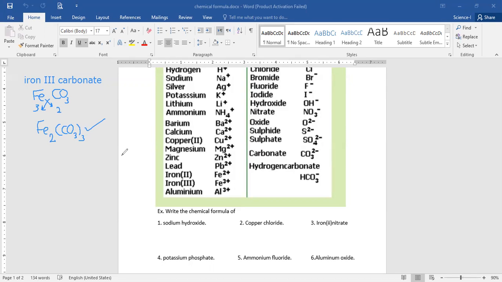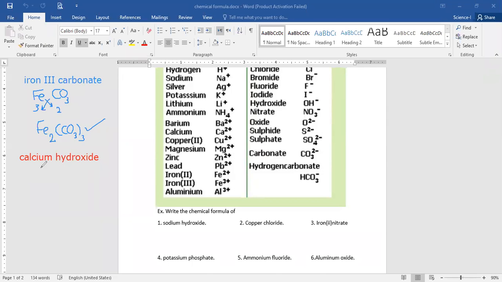Does anyone have a problem with this, or answered in another way, guys? No. Okay, so let's pass to the second one. Here we ask about calcium hydroxide. So let's find how to make calcium hydroxide. Who can tell me what is the symbol of calcium? Yes, Adam.